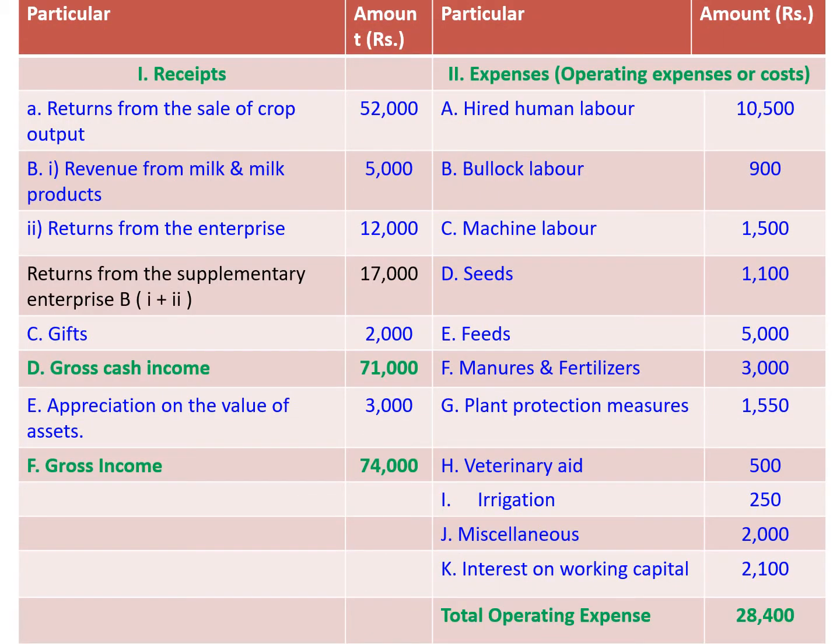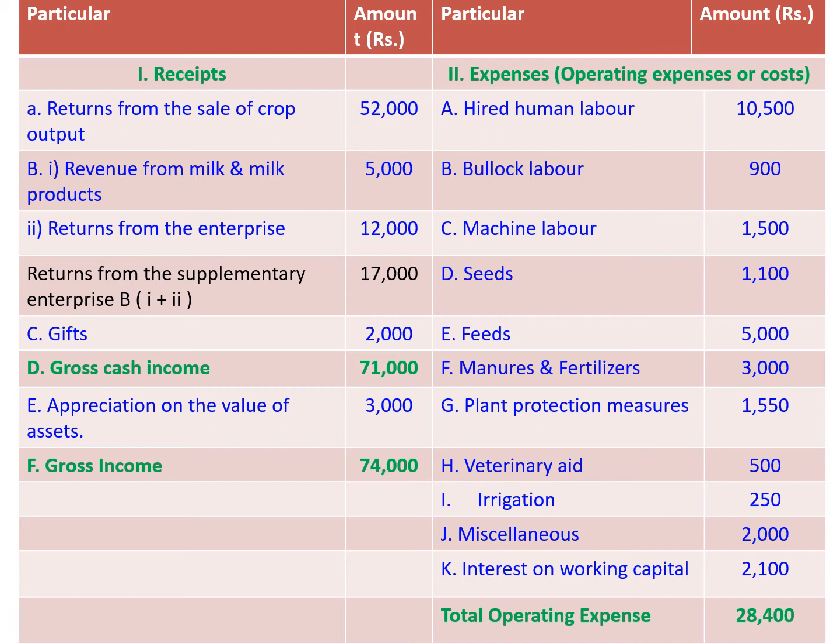So here we can see the standard format of the income statement. On the left hand side the receipts are given, and on the right hand side the expenses are given. In this slide the operating expenses or costs are given, and in the next slide the fixed expenses or fixed costs are given. So let's start with the receipts.